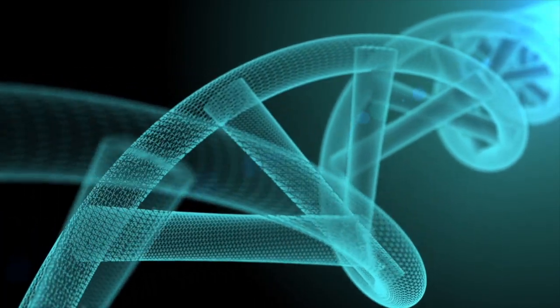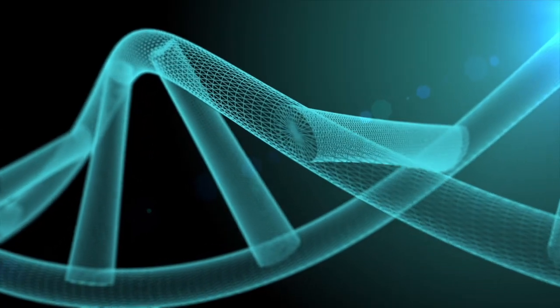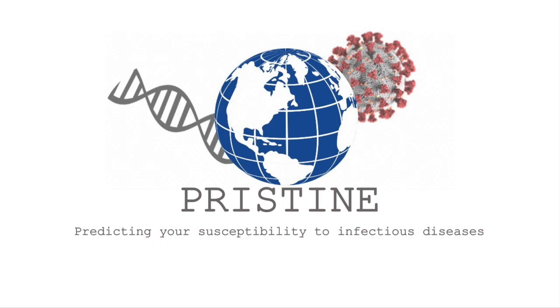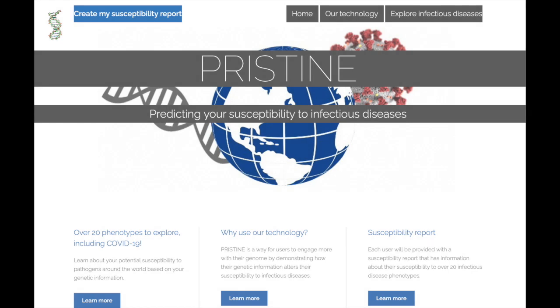In order to leverage the use of our genetic information to determine an individual's susceptibility to infectious diseases, we introduce PRISTINE, a web application designed to predict your susceptibility to infectious diseases.